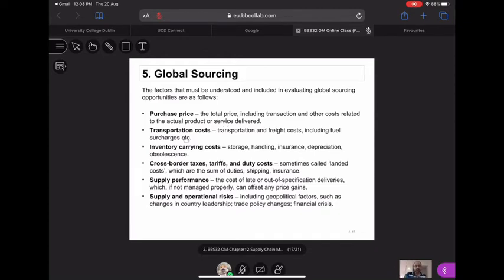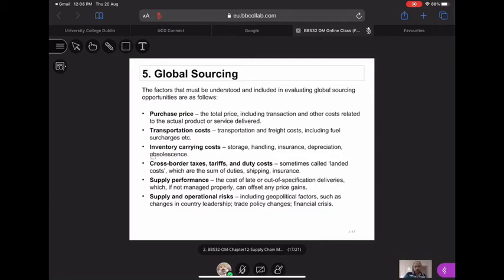Second is transportation cost. These are freight costs, including fuel surcharge. I need to consider this because when I buy something from Australia, of course there is transportation cost, either sea transportation or air transportation or land transportation or whatever it is.